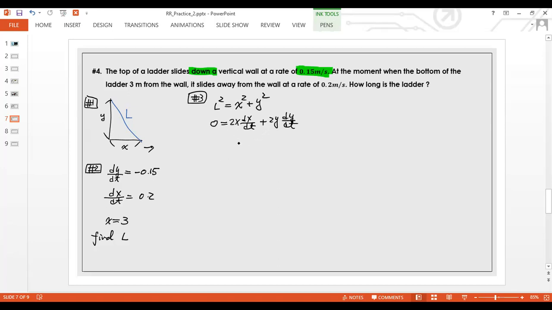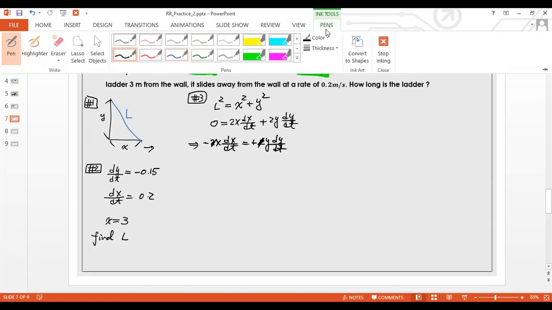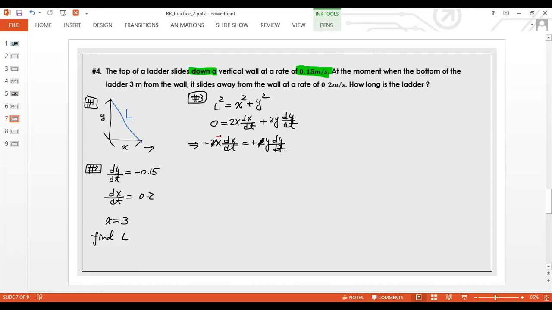Okay, so in here, this is negative 2x dx/dt is equal to positive 2y dy/dt. So let's simplify this. So the 2 and 2 can cancel. Let's see what values we have. X here, let's say x is 3. Dx/dt, this one given is 0.02. And dy/dt is also given, negative 0.15.